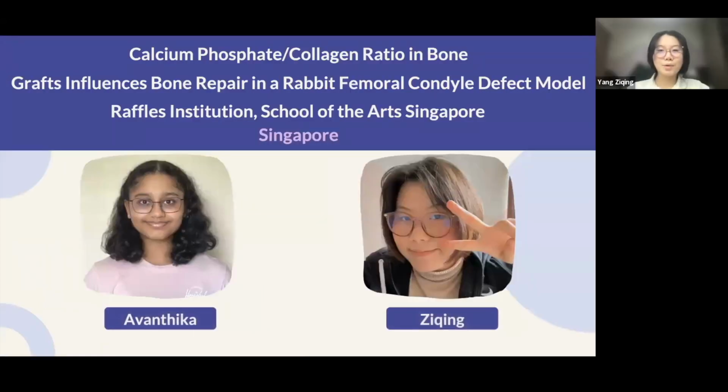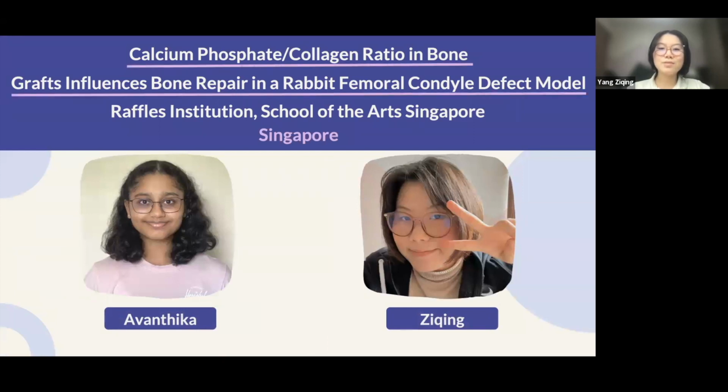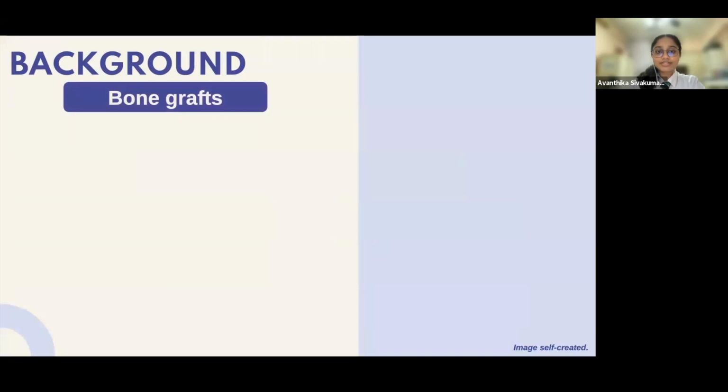I'm Avantika. And I'm Ziting. We are students from Singapore and we are excited to share more about our research on the biological evaluation of calcium phosphate and collagen bone grafts for bone defect healing today. Bone grafts are typically used to heal critical-sized bone defects.